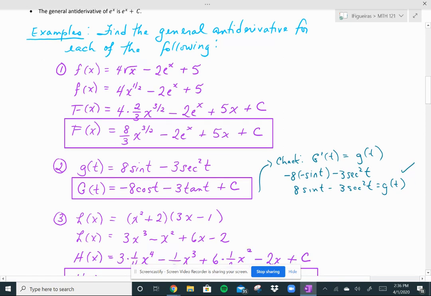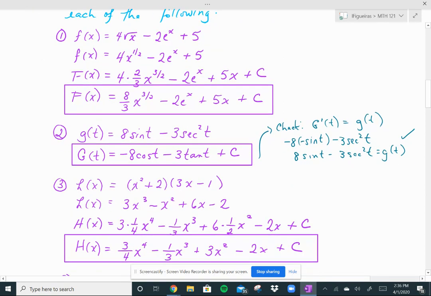All right, here's another one. I have a product. I'm calling it little h of x equals x squared plus 2 times 3x minus 1. As I mentioned before, there's no anti-product rule. So we're going to first expand this, or FOIL it, so that we have individual terms. The first term is 3x cubed. The outer term is negative x squared. The inner term is 6x. And the last term is minus 2.